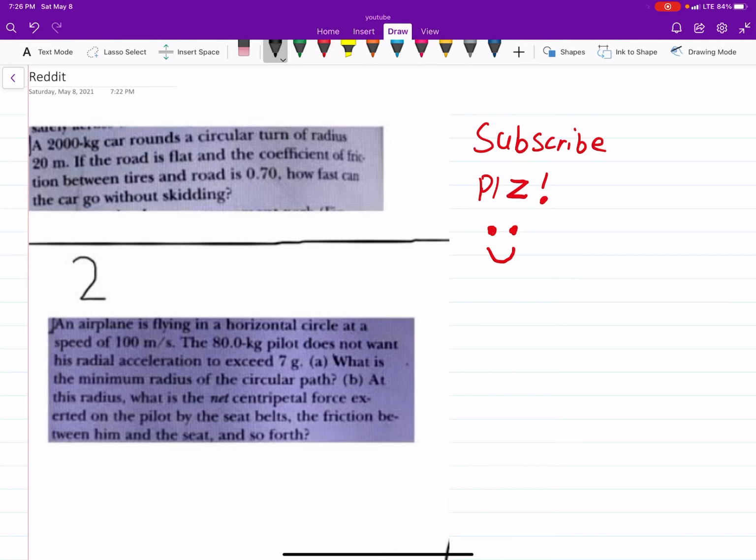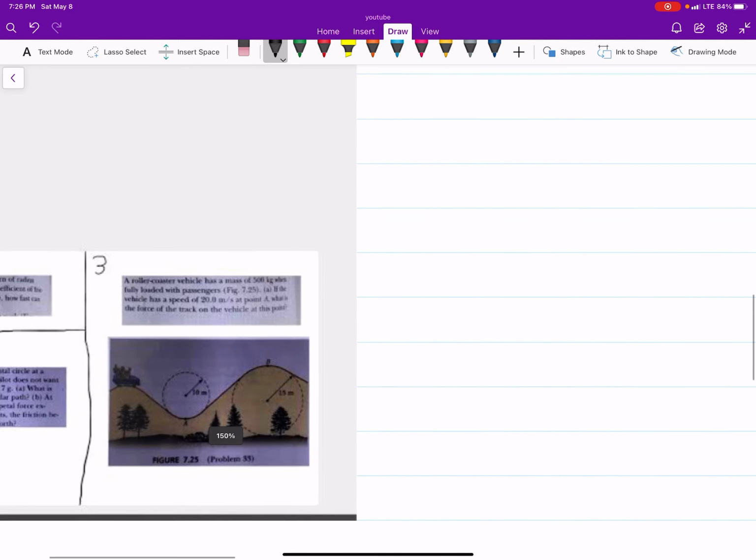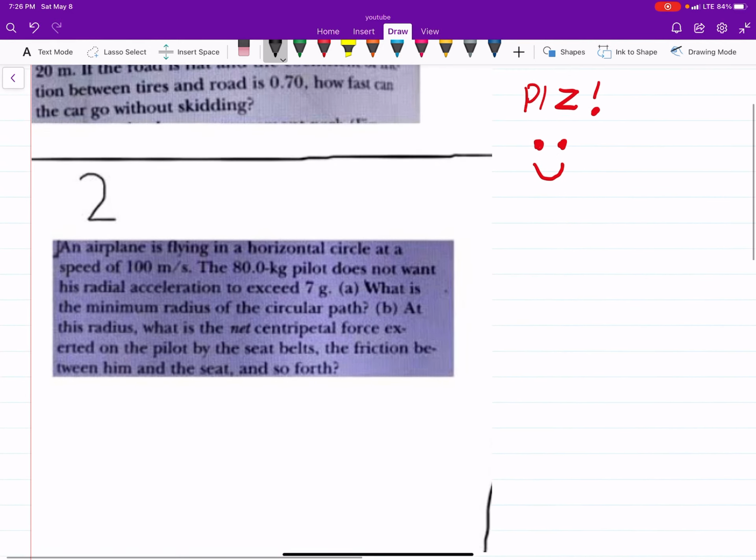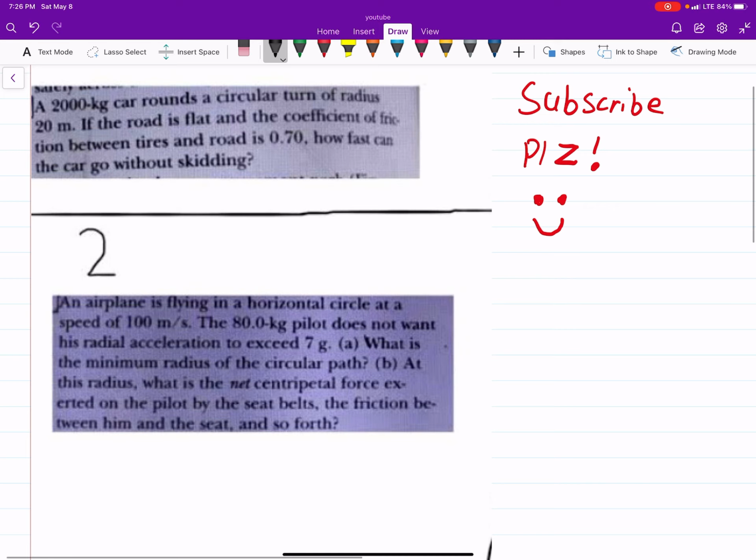Alright, so this is a question that somebody gave me and asked for help with. I would describe this as a Physics 1 problem, so circular motion. There's 3 problems. 3 is kind of hard to see, but I'll work it out. We'll start with the first one.